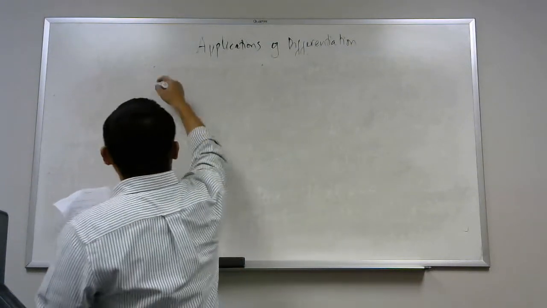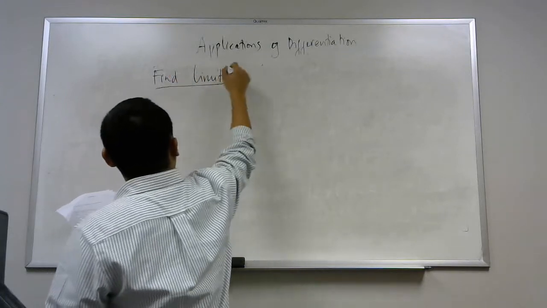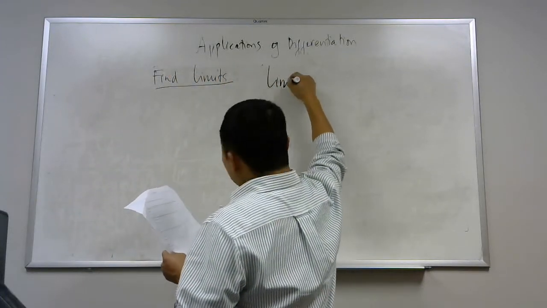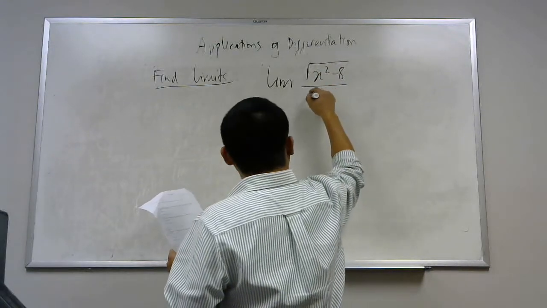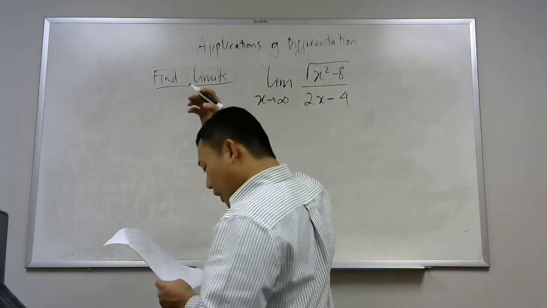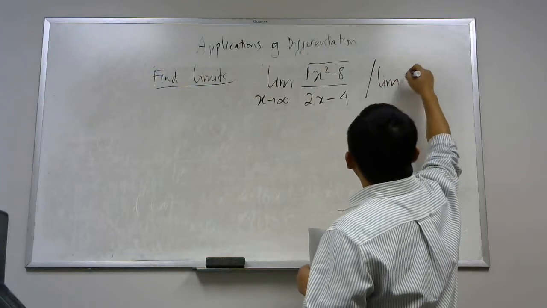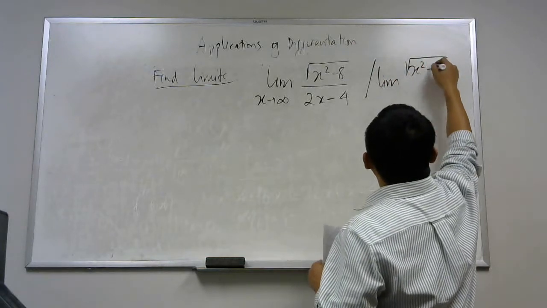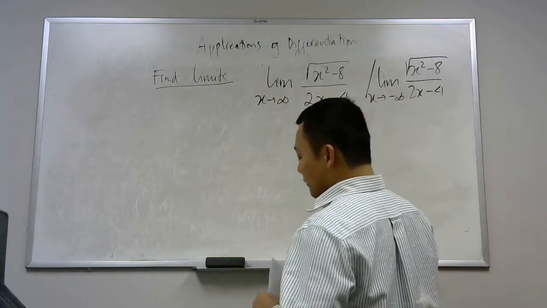Next question. Find limits. The limit of the square root of x squared minus 8 over 2x minus 4 when x goes to infinity. Let me remind you of another one: the square root of x squared minus 8 over 2x minus 4, but when x goes to negative infinity.